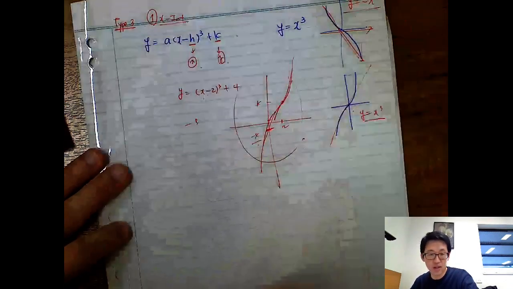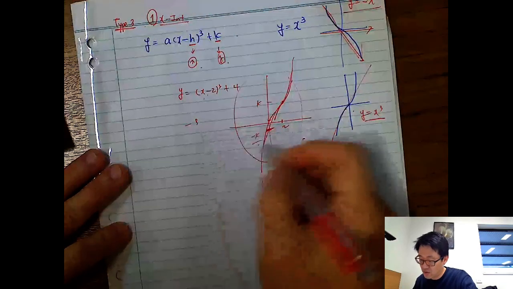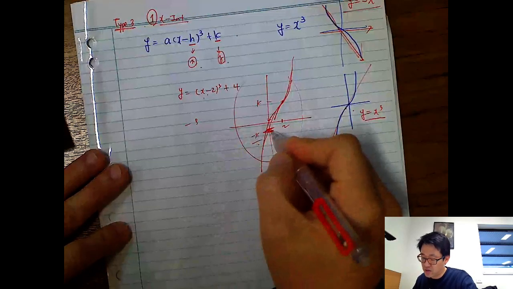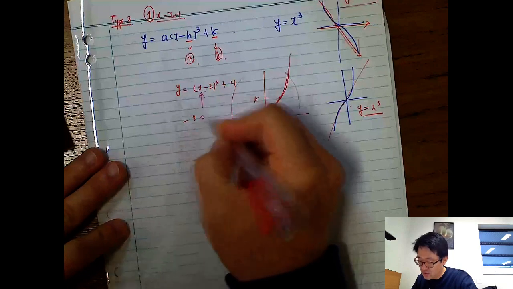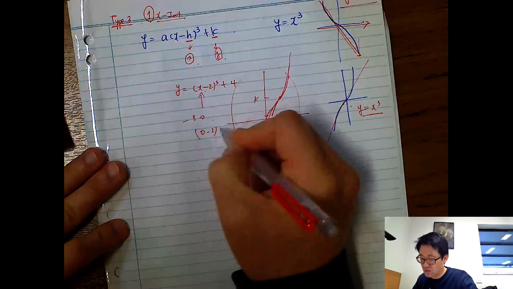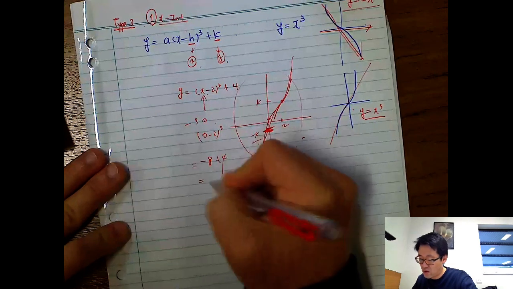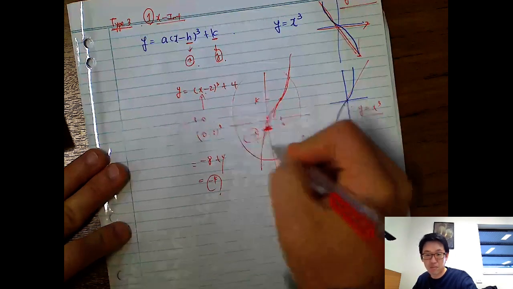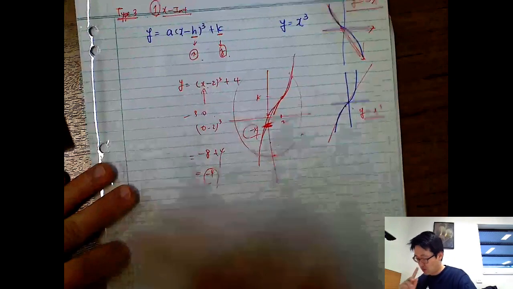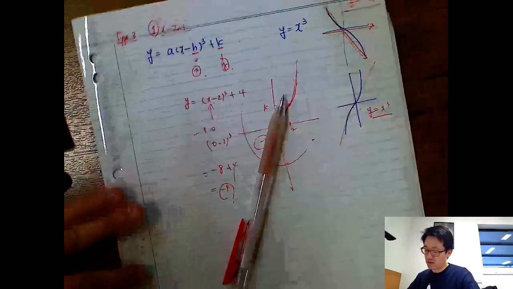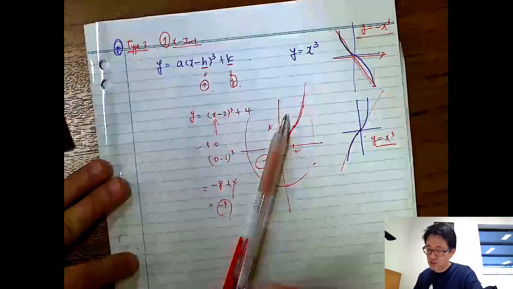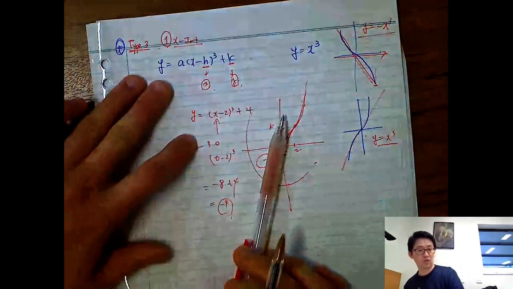I explained that last class. Okay. How do we get the y-intercept when x is 0? 0 minus 2 cubed, so minus 8 plus 4, therefore minus 4. That's how I get minus 4. Okay. Anyway, we did that last class. If you're not sure, go back to the previous lesson video and check one more time.